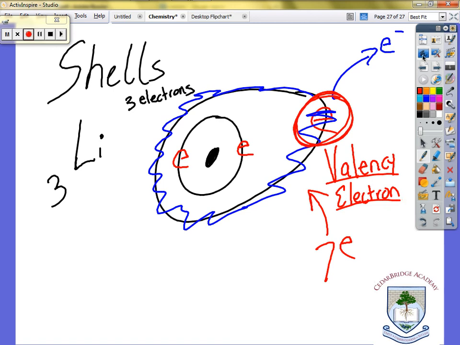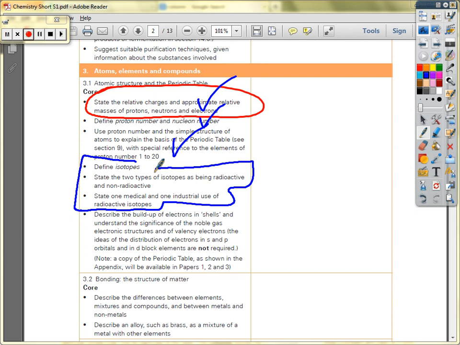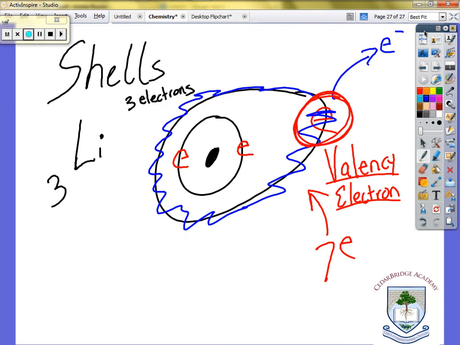So what I need you to do is pop back to your syllabus, because I've jumped all over the place for this one. We covered this, states of relative charges, yes, we did that. Proton number and nucleon number, check. Proton number and the simple structure of atoms, check. I skipped all the isotope stuff. I'm going to do that as a separate video, and then I went on to this. Describe the buildup of electrons in shells, yes. All right, so that's chemistry 3.1. There is going to be a 3.1B soon.